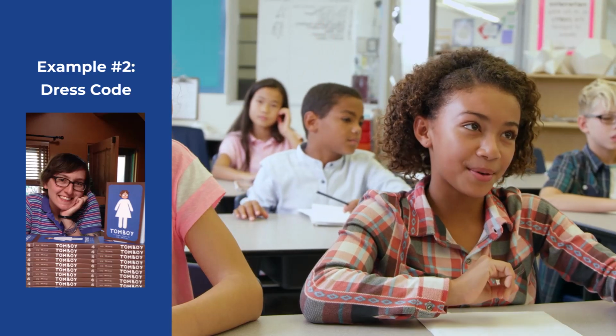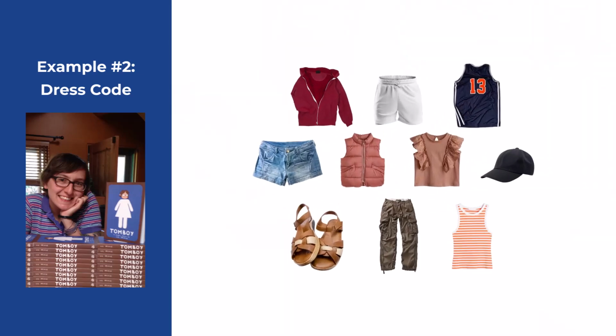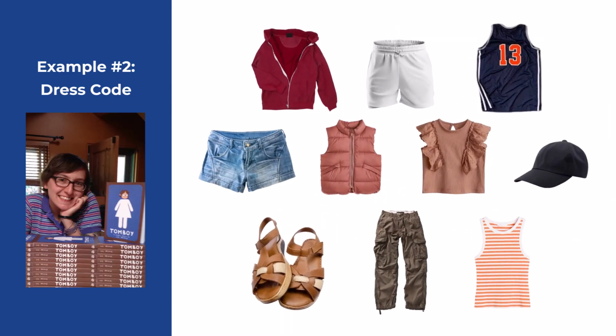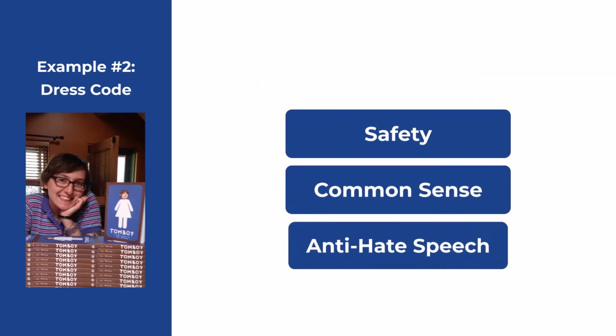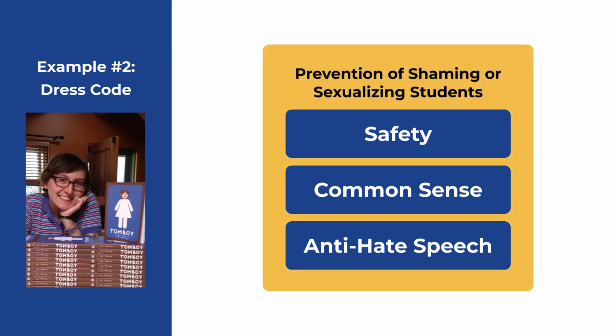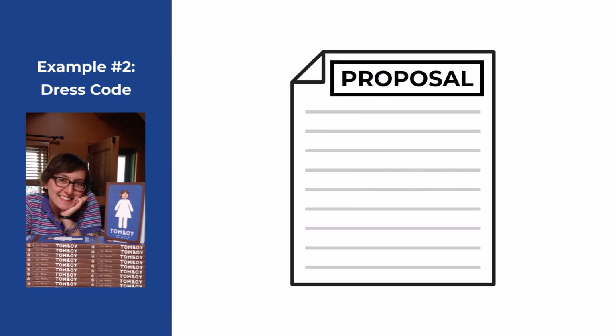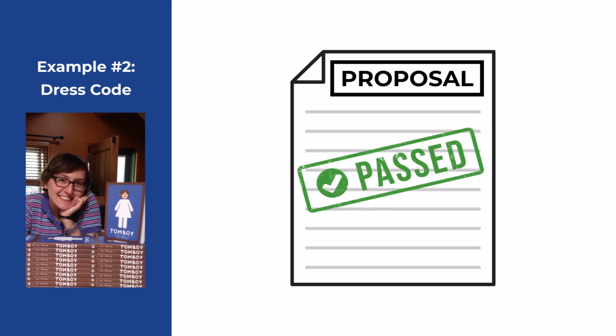The students played an active role in the proposal's creation, asserting their right to change a policy that directly impacted them. Through several rounds of revisions and meetings, the final proposal shifted the dress code to a guideline that emphasized safety, common sense, and anti-hate speech, with a focus on preventing shaming or sexualizing students. The proposal was passed, marking a significant achievement in student activism and decision-making.